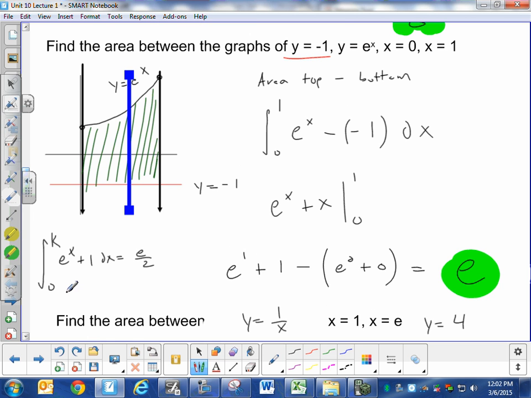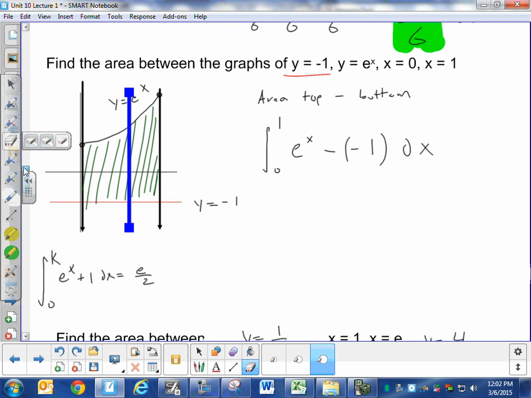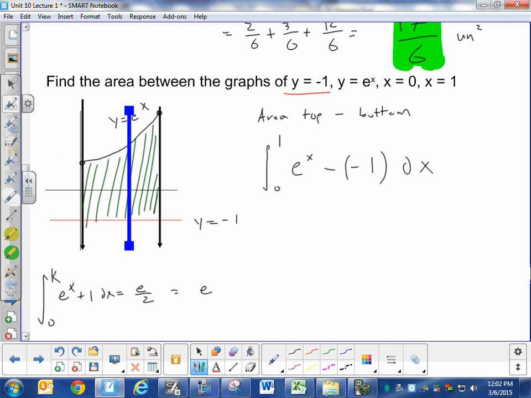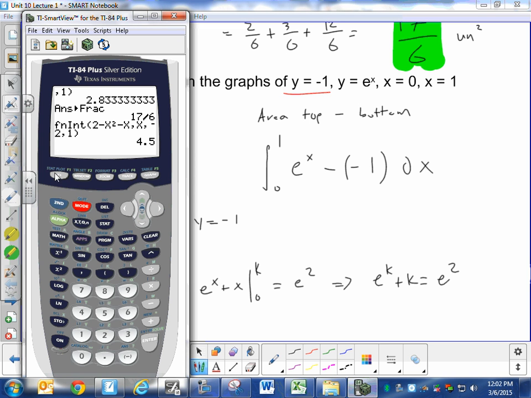How do I find k? I'll take the antiderivative, which was e to the x plus x. Instead of from 0 to 1, it's going to be from 0 to k. And that will equal e over 2. So that gives me e to the k plus k equals e squared. I'll go ahead and solve that. Again, in my y equals, we'll graph both sides. We want e to the x plus x, and then e squared.